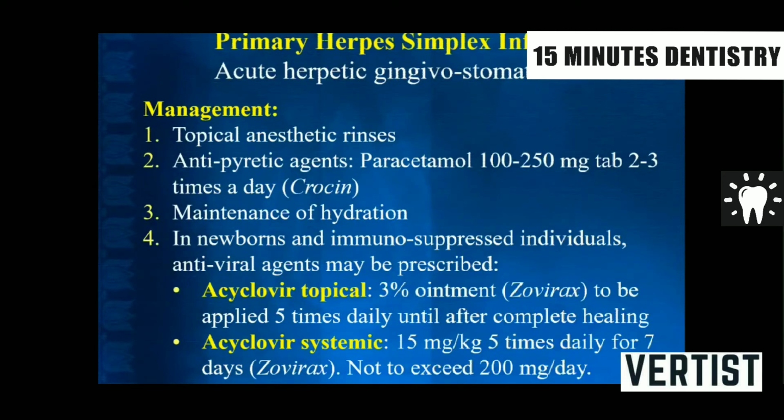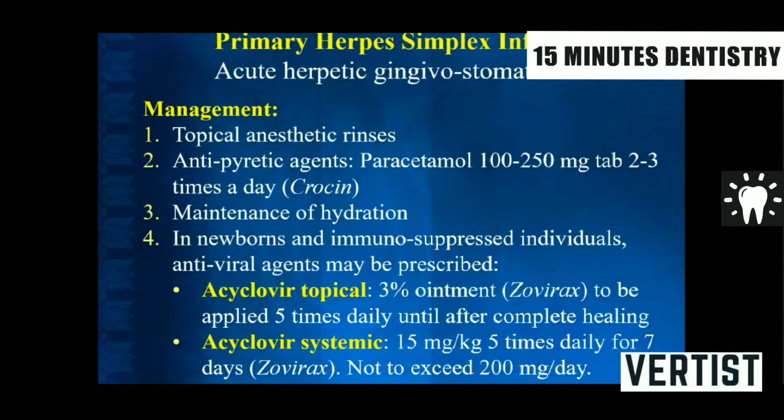First, pain. So you can give topical anesthetic rinses. Patient gives history of fever. Antipyretic agents like paracetamol can be given. Patient is unable to eat and swallow. So maintenance of hydration, especially because children get dehydrated very fast. And what is the pathophysiology? Viral infection. So you can use antiviral agents.